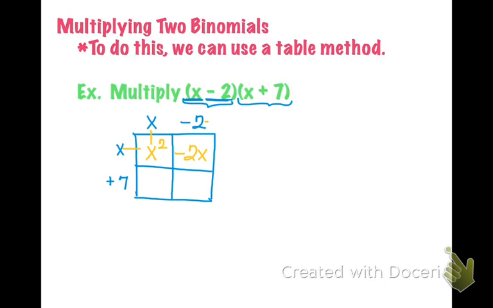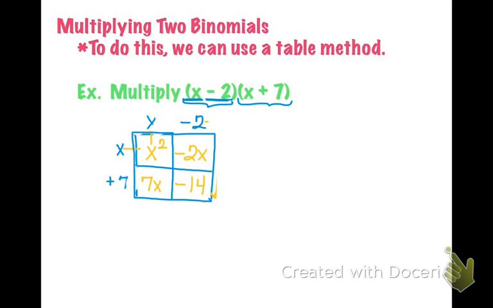Now that we have finished with the first row, we're going to move to the second row. 7 times x is 7x. And now the last one is going to be negative 2 times positive 7, which is negative 14. Now, we're not finished when we get to here. This is sort of the tool that we are going to use to be able to multiply these, but that's not going to be our final result.